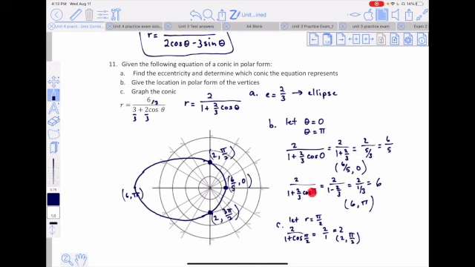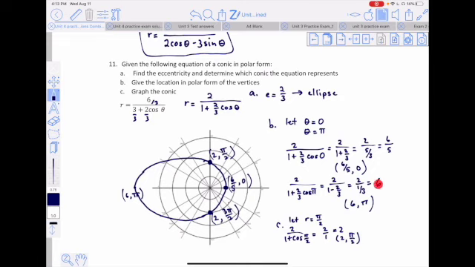Now, when we let theta equal pi, cosine of pi would be over here on the unit circle. The coordinate location over here is -1 comma 0. So the cosine of pi is -1. -1 times 2/3 is -2/3. 1 minus 2/3 is 1/3. 2 divided by 1/3 is 6.